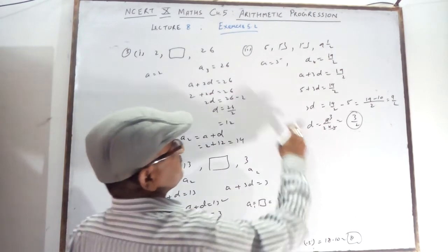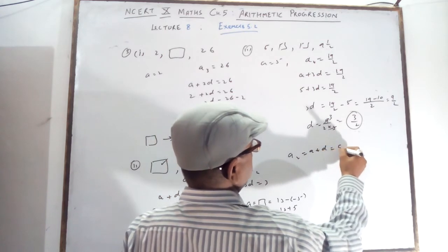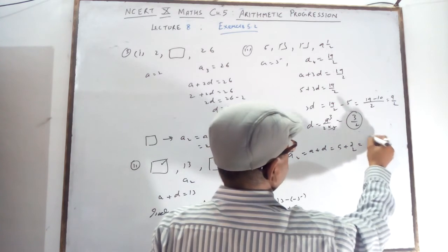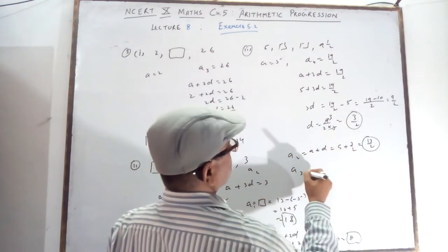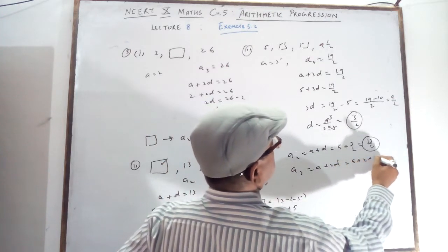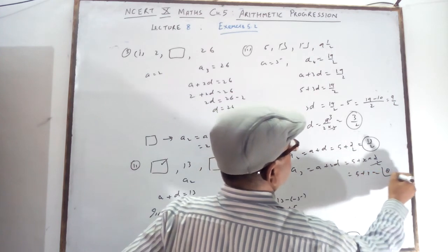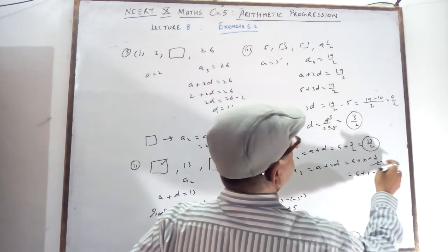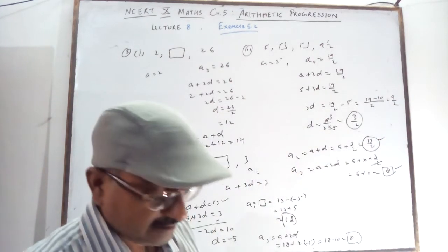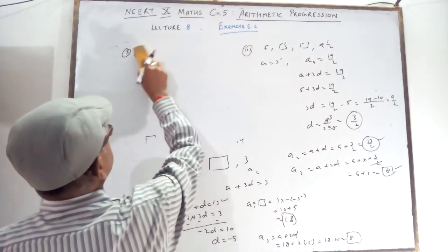When the common difference is 3 by 2, the second term A2 is equal to A plus D. 5 plus 3 by 2. 5 twos are 10, plus 3, 13 by 2. First answer. A3 is equal to A plus 2D. 5 plus 2 into 3 by 2, the 2 cancels. 5 plus 3 is equal to 8. So these two answers you are getting, first and second: 13 by 2 and 8. Then the fourth part you will see.